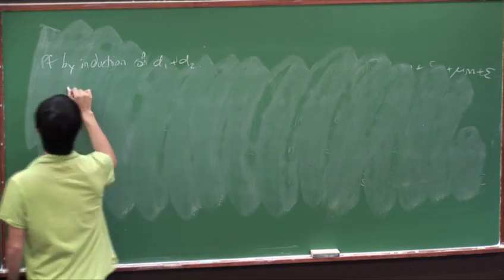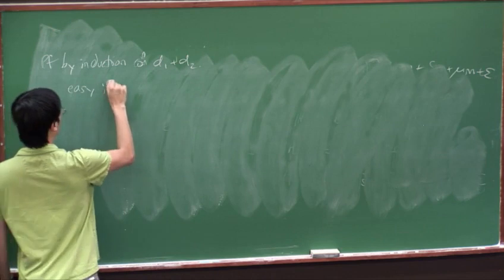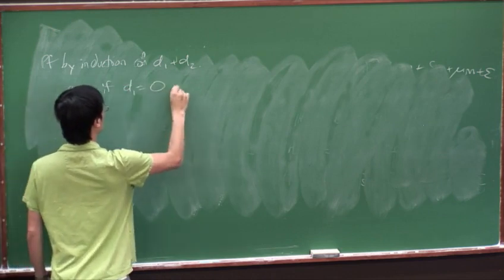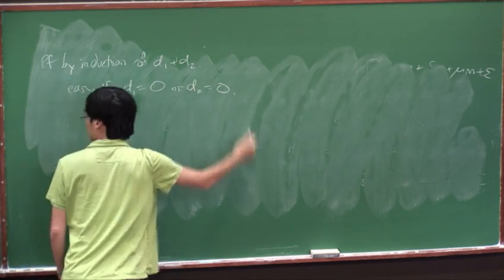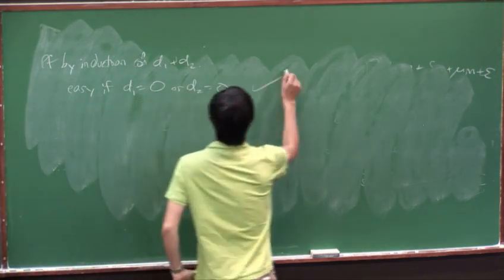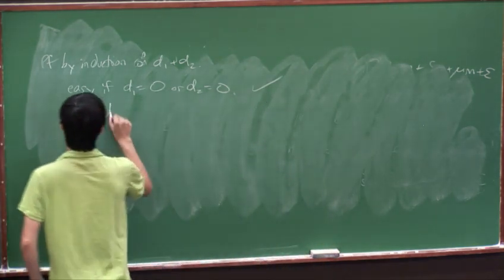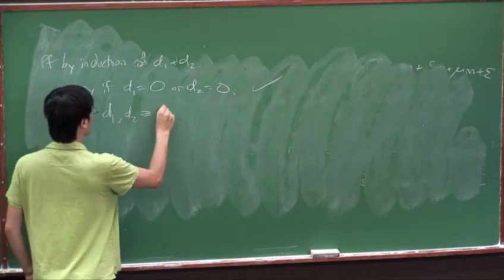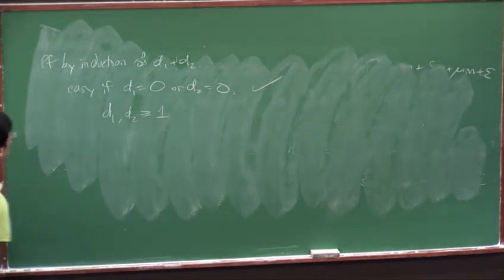Okay, so the claim is easy if one of them vanishes. For example, if d2 vanishes, if P is a polynomial of degree 0 along H2, well, that means that P is H2 invariant. And then you just quotient H2 out, and then it's clear that being polynomial of degree d1 along H1 is equivalent to being polynomial of degree d1 along H1 plus H2. So these are easy. So you assume instead that d1 and d2 are bigger than 1, and that you have proven it for smaller values of d1 plus d2.